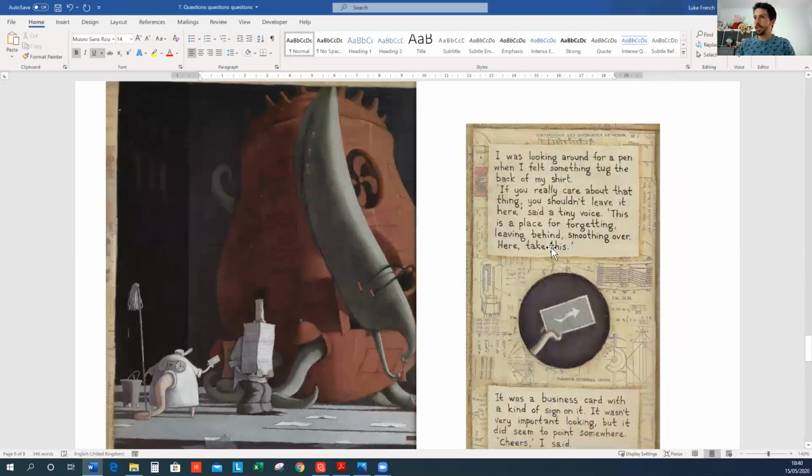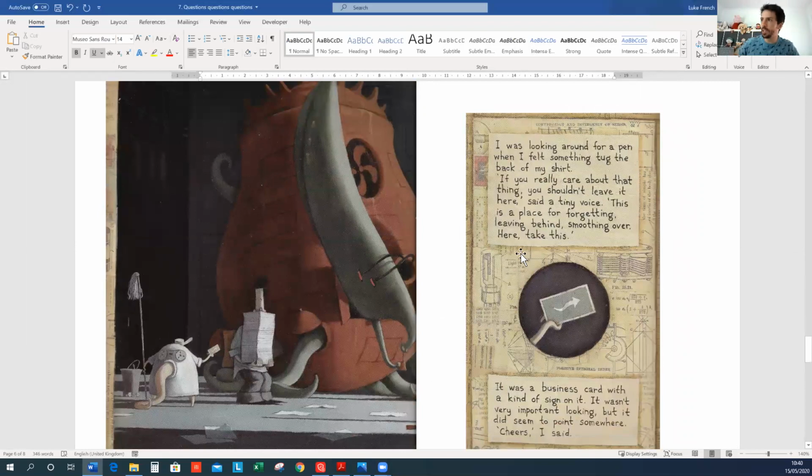So just to remind you, Sean has just been given this huge stack of papers you can see in the picture there, and this funny looking creature has offered him a ticket. So let me read the story.